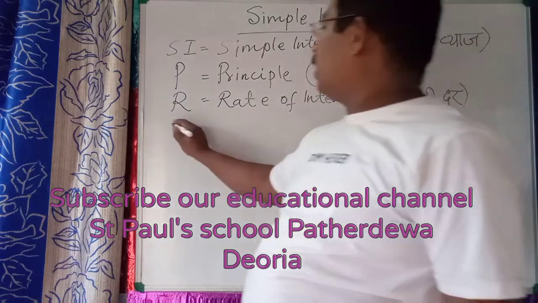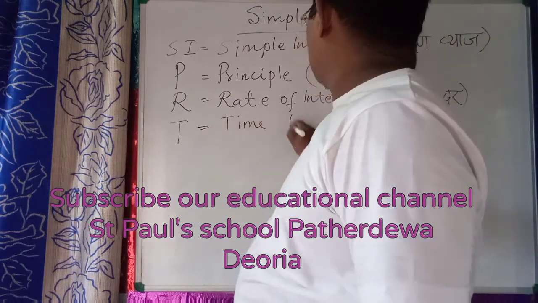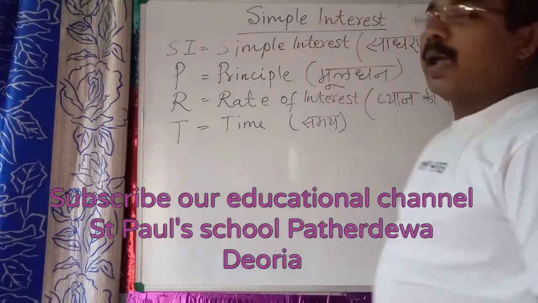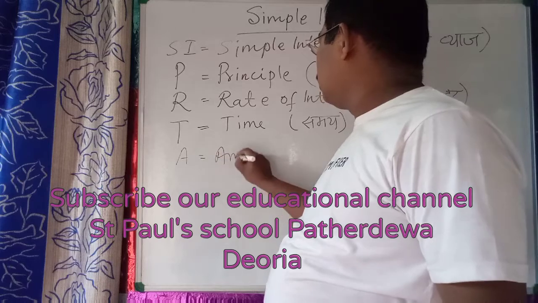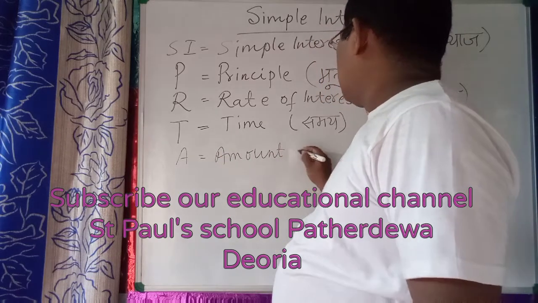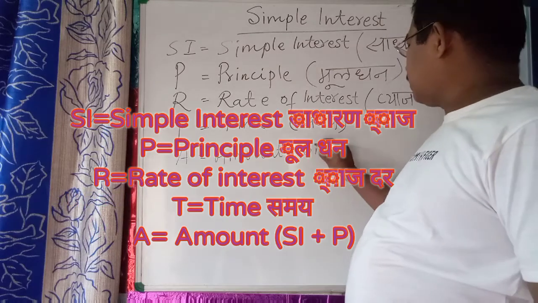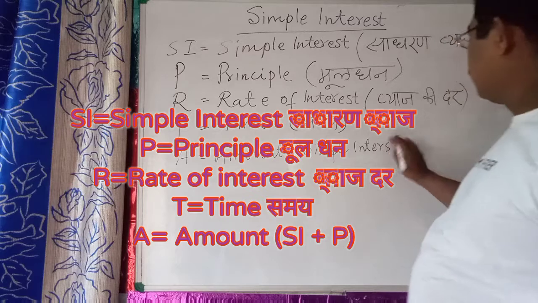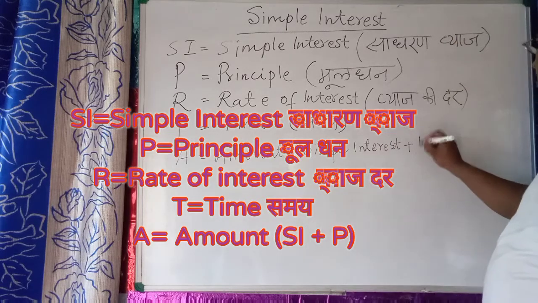The next one we have to learn is T is equal to time. And next one is A. A is amount. Amount is simple interest plus principal.